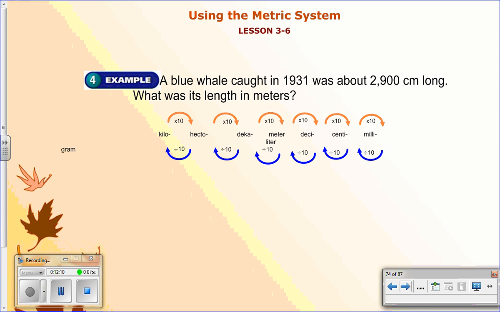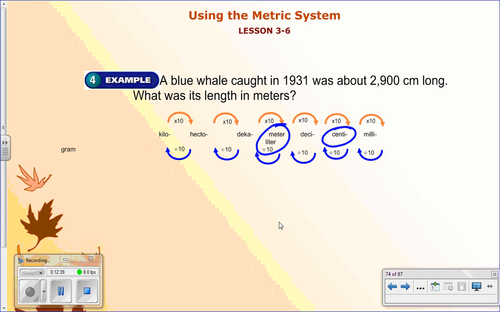All right, so here we have this one for you. A blue whale caught in 1931 was about 2,900 centimeters long. What was its length in meters? So we know you're going to start with centimeters because that's what they give you. They want to know what it is in meters. So I want you to solve this one. Go through those steps and then see what its length would be. When you're all done, come back and check your answer. So go ahead and pause me now.